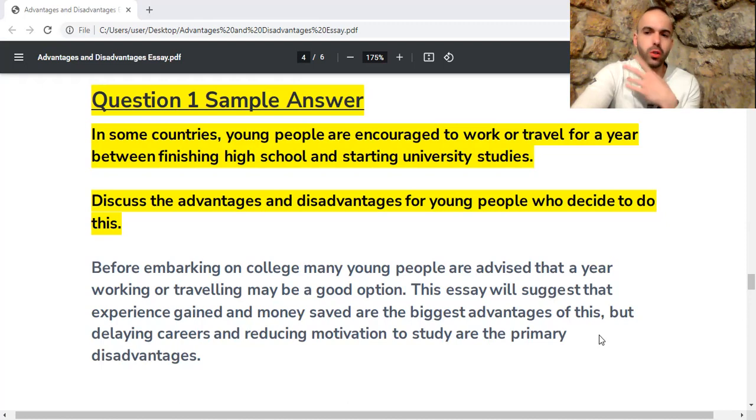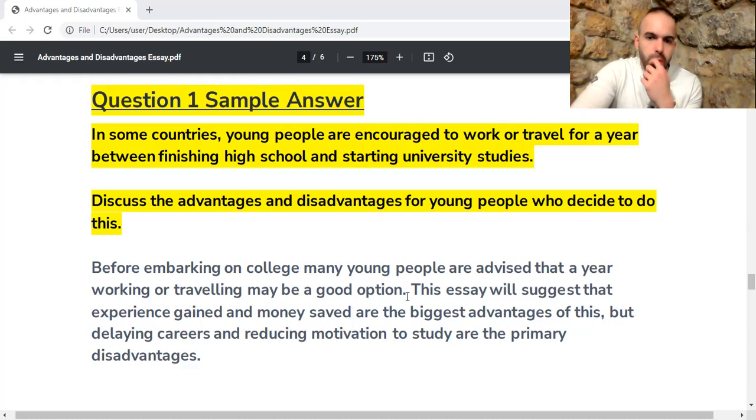So I chose to write two advantages because I can still manage the time. I'm quite aware of the structure. I'm so familiar with this. I'm so used to writing a writing task in less than 30 minutes, so I can write two advantages. I have time. I'm able to do that. I'm quite capable. But delaying careers and reducing motivation to study are the primary disadvantages.